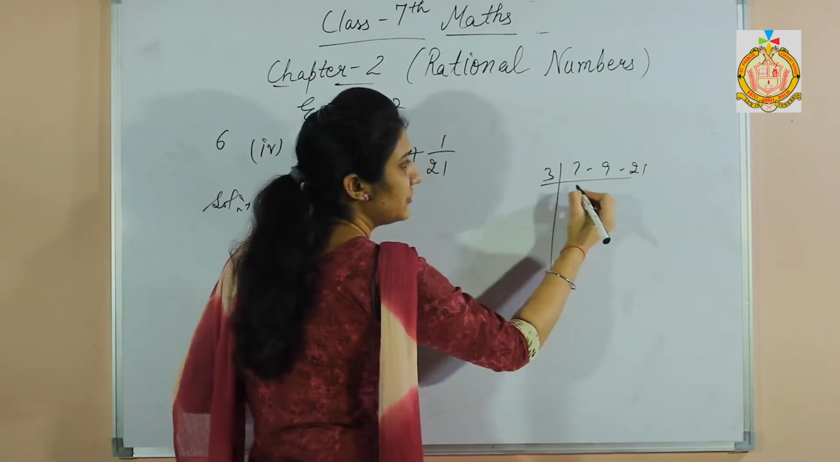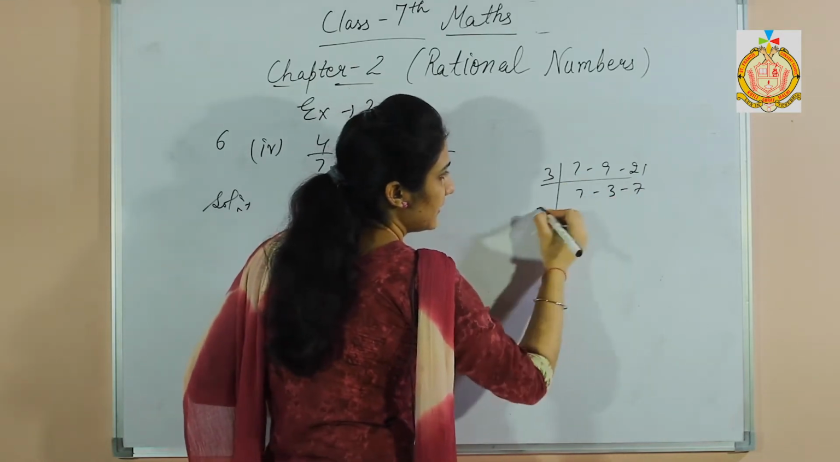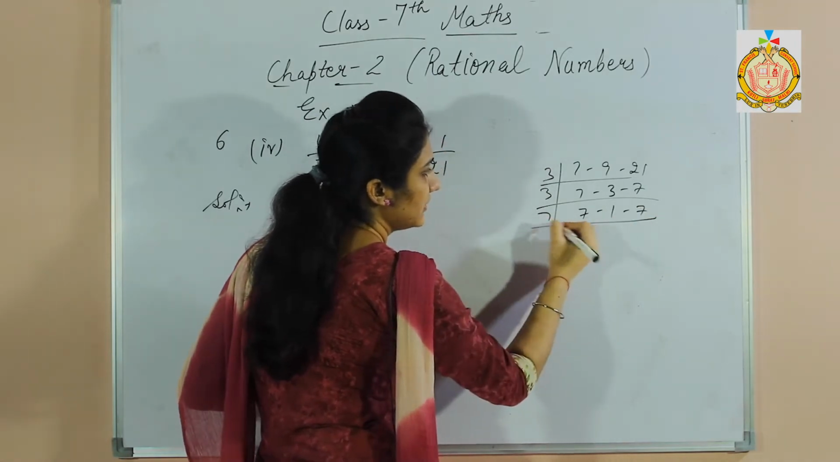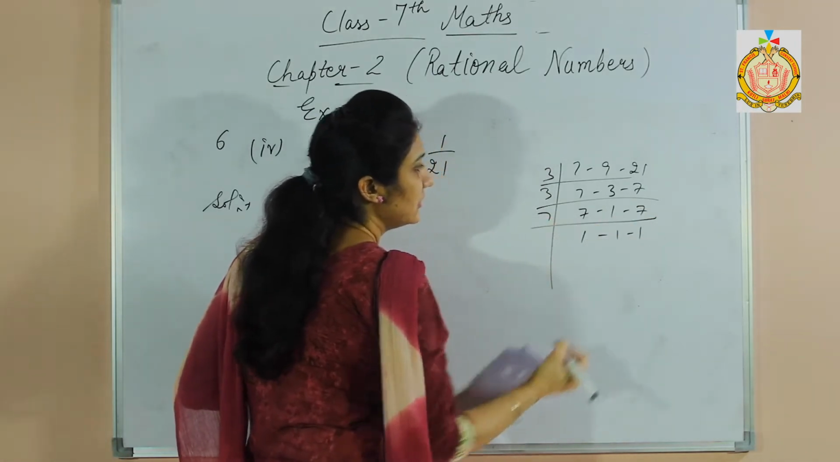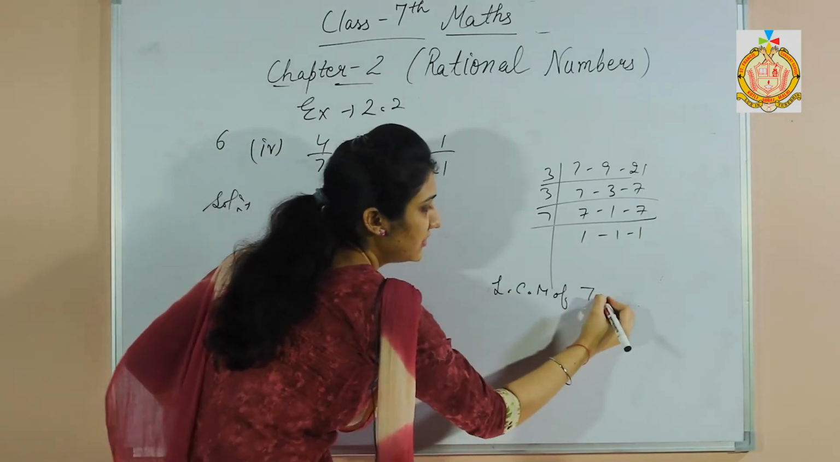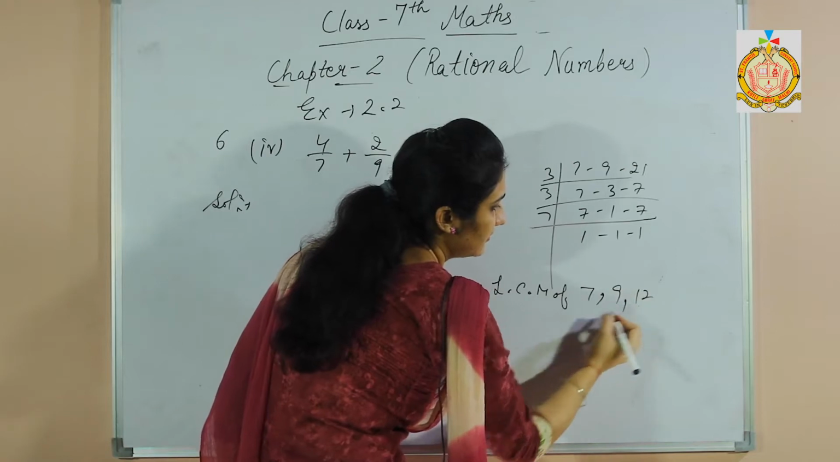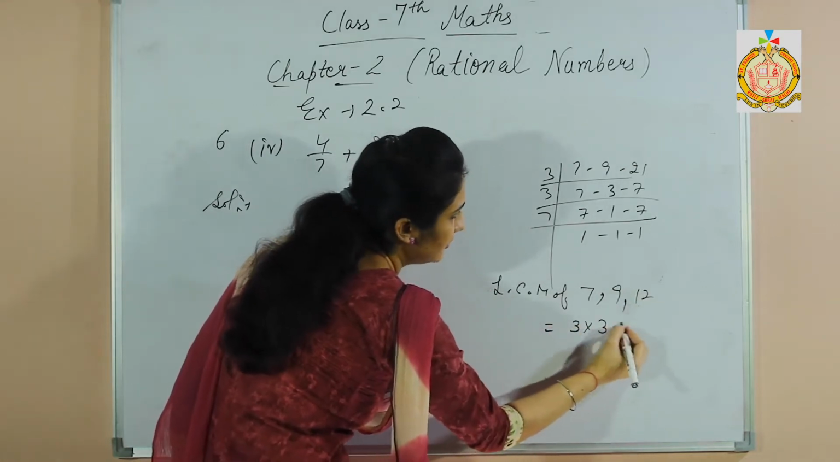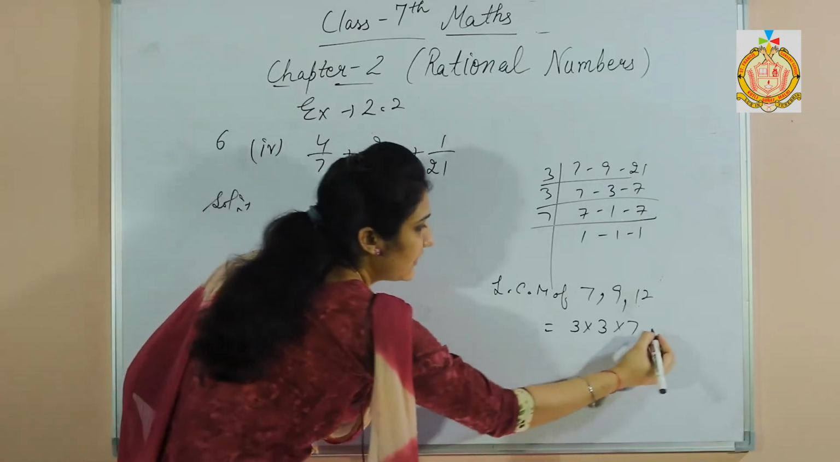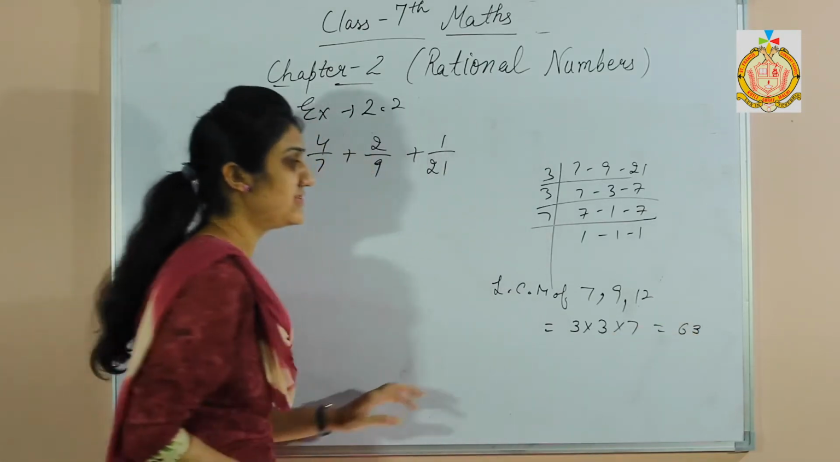First go on the table of 3, again on the table of 3, then on the table of 7. So the LCM of 7, 9, 21 is 3 into 3 into 7, that is 9 into 7. 9 into 7 is 63. So our LCM is 63.